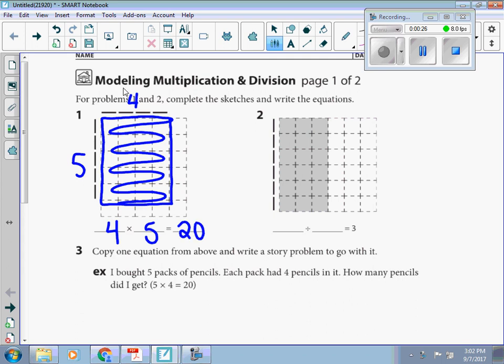So I know 4 times 5 equals 20. And you can have the numbers flipped. 5 times 4 is 20. It's the same answer. For number 2, it's a division problem.